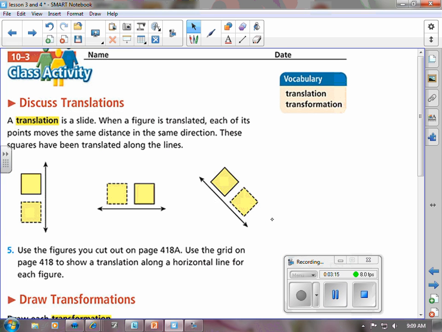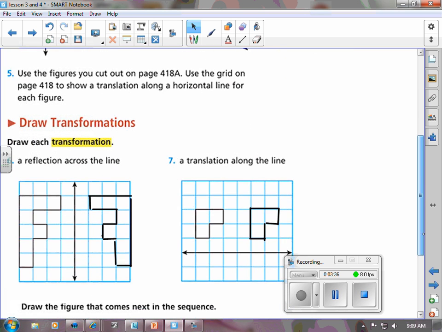Whereas a translation is like a slide. So you don't actually pick it up and you don't spin it, but you slide it across on the lines. So they've taken the original shape and they've translated it, slid it down across. Okay, and it's still facing the same direction and everything. So again, you could practice those.